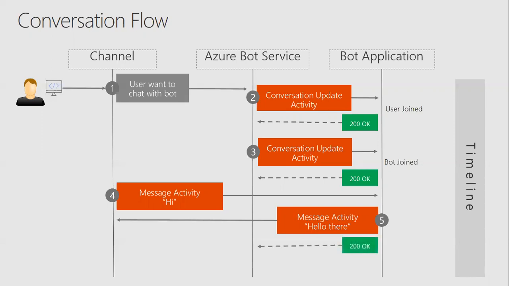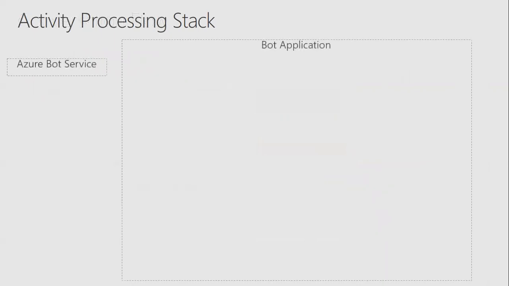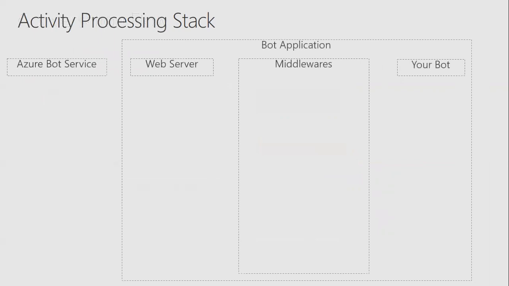So now we will look into the activity processing stack in the bot application. There are three major building blocks in the bot application. First one is the web server, then the second one is the middlewares, and then your bot application code. The web server, if you're using the .NET SDK, will be an ASP.NET project that gets hosted in the IIS server. And if you're using the Node.js SDK, then it will be the Express or Restify framework. Middlewares are the second part, and then your bot code.